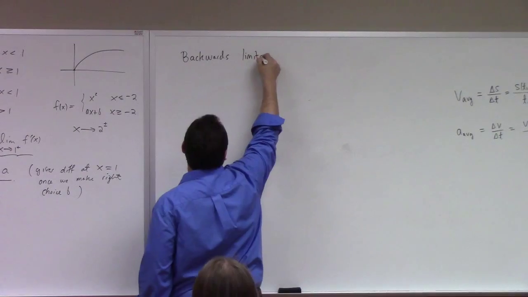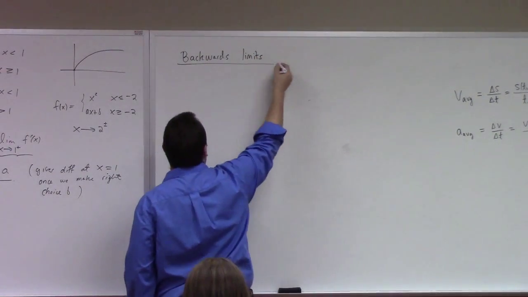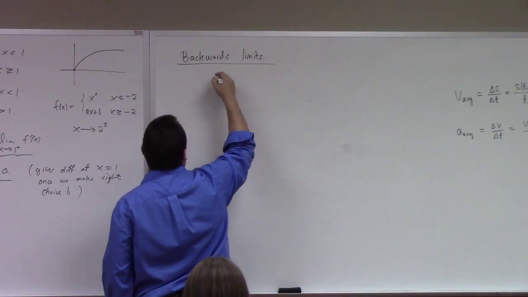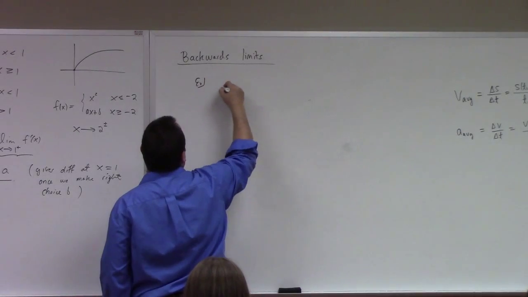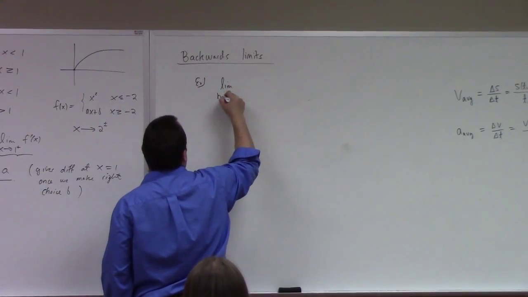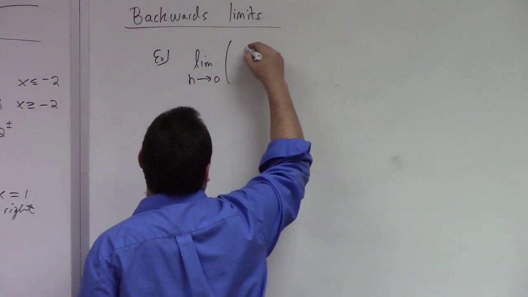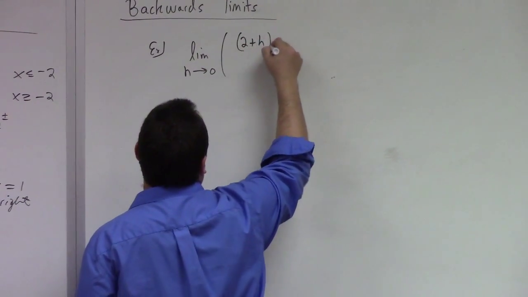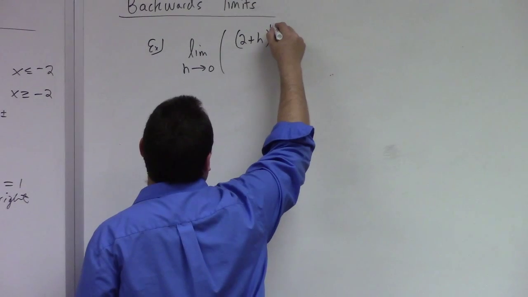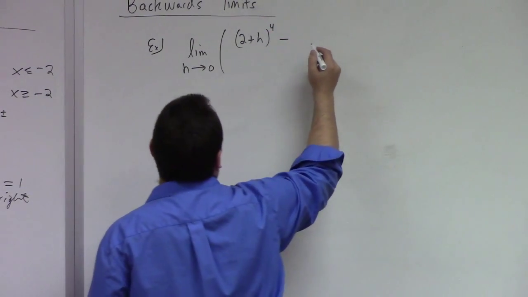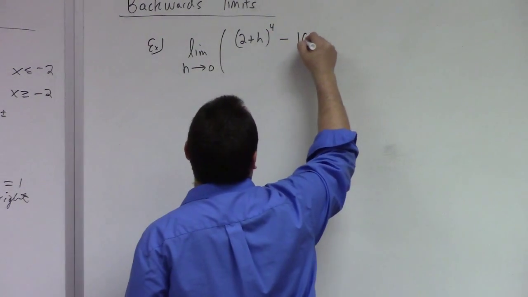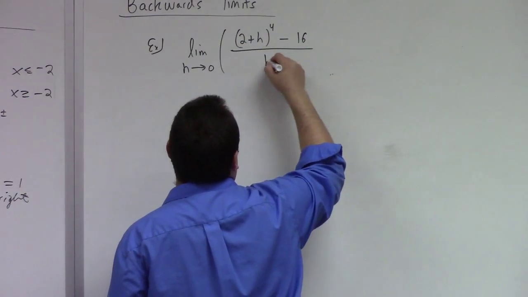So this is the backwards limit problem. Basically, the idea is this. I'll show you an example. Suppose you want to calculate the limit as h goes to 0 of (2 plus h) to the 4th power minus 16, divided by h.